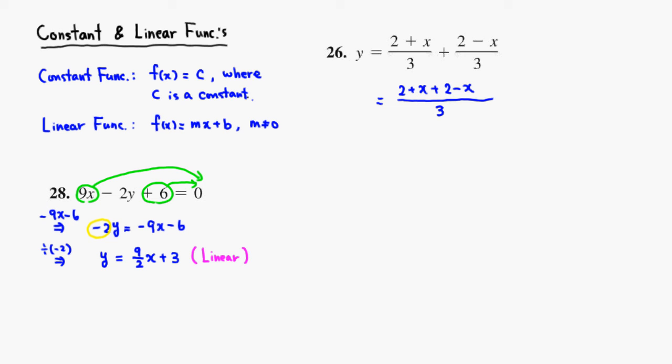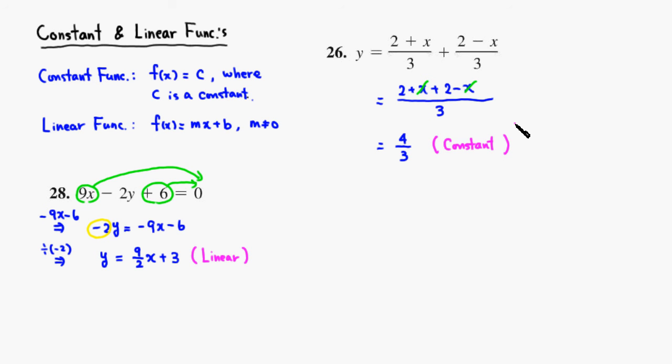So you can see that the x's cancel out, x minus x cancels out, and you have 2 plus 2, which is equal to 4, and the denominator is 3. So you can see that this is actually a constant function.